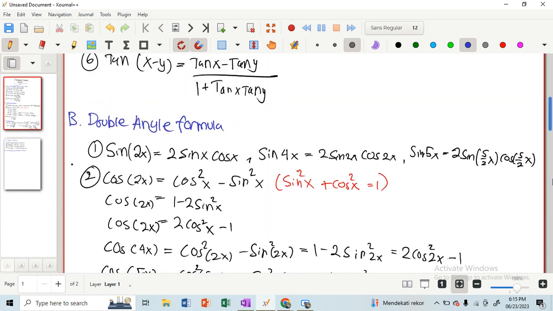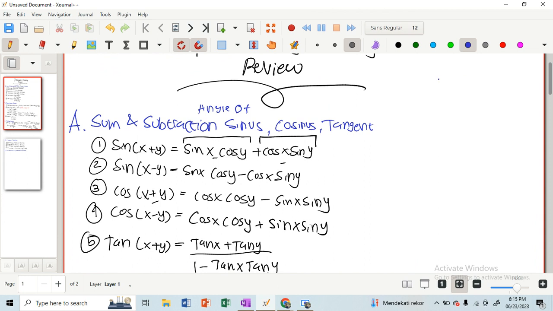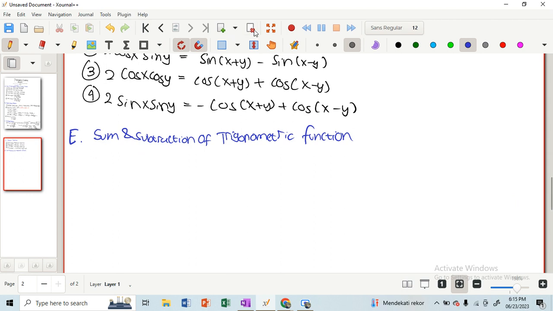So in the previous talk, we talk about the sum and subtraction in terms of the angle. So the angle is being either summed or being subtracted. Okay, that's for the A part of this review. Now for the E part, the sum and subtraction of trigonometric function. So the difference from the A part is that the function is being summed, not the angle.